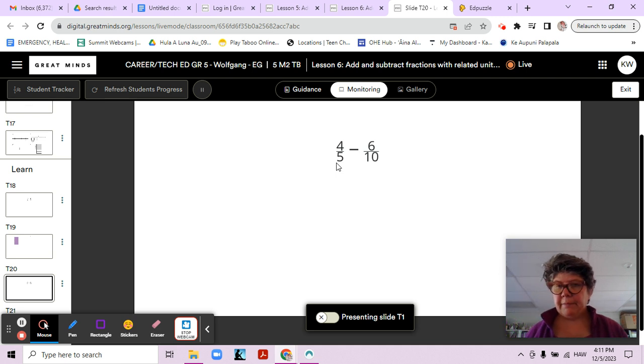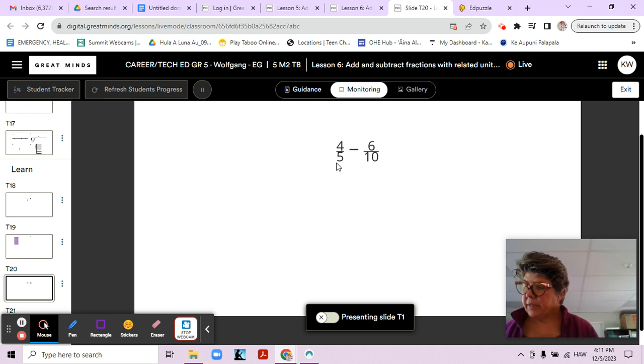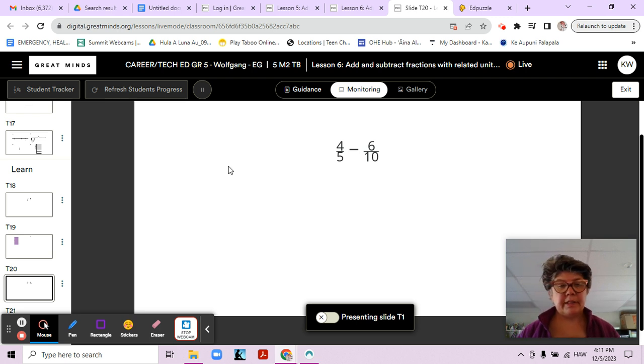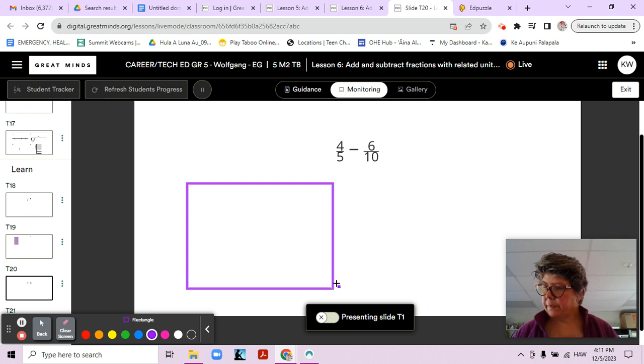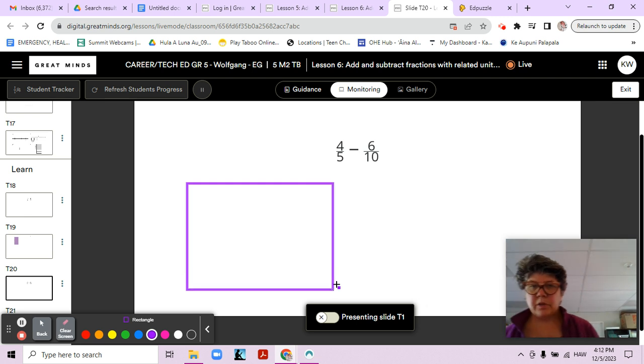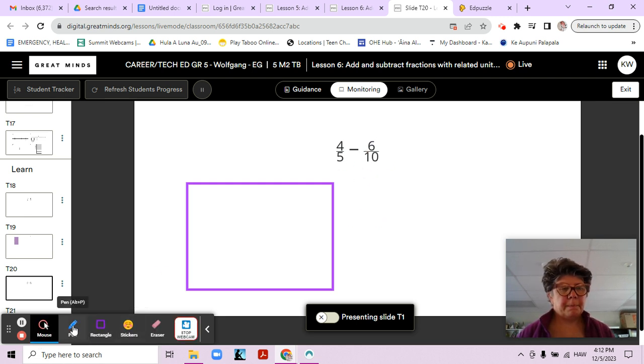So we can rename fifths as tenths, but could we rename tenths as fifths? Let's make an area model and check it out. Make sure you're writing this in your notes. Okay. So we're thinking about making 6/10 into fifths. So that means we would need to start with 10 parts.